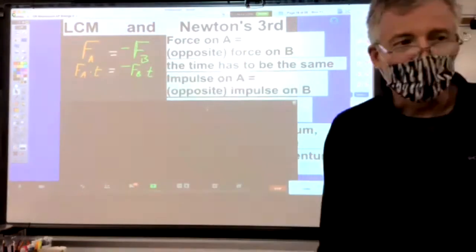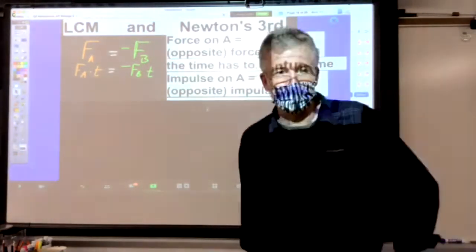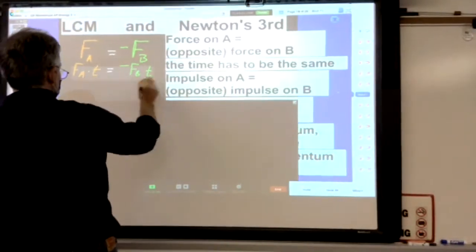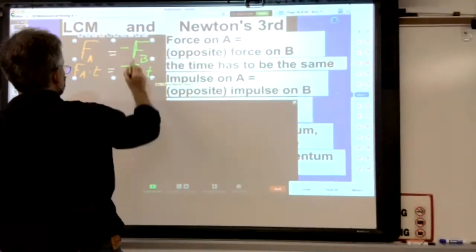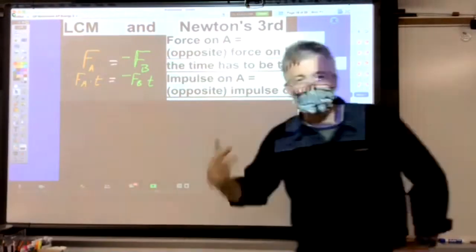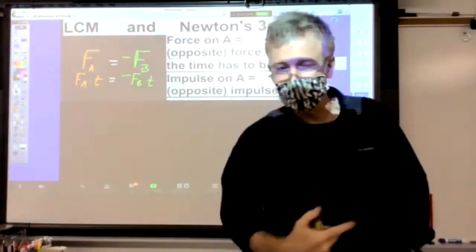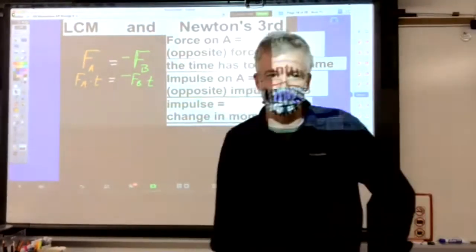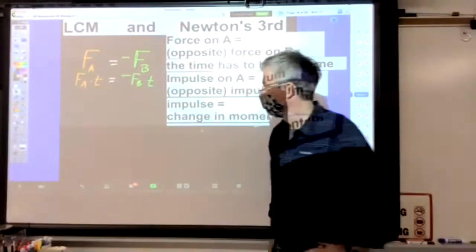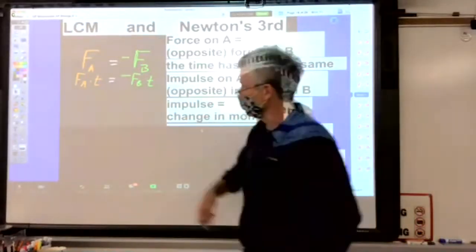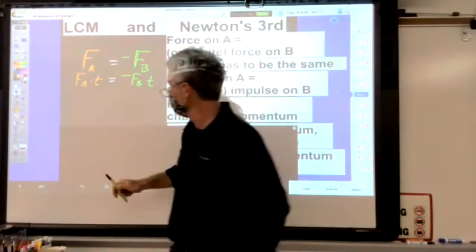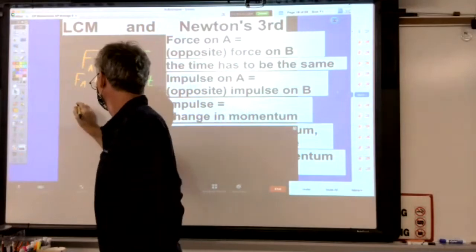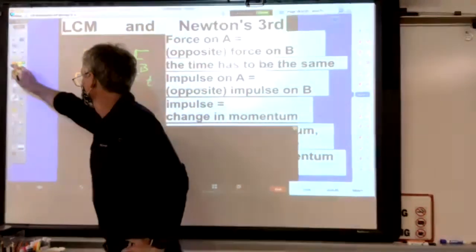Now, if you remember that force times time is impulse, then what Newton's third law basically says is that the impulse on A has to be equal to the impulse on B, just in the opposite direction. And here we apply the impulse-momentum theorem. Impulse is equal to the object's change in momentum. So this is the impulse on A. Force times time is the impulse on A. So therefore, impulse is equal to the change in momentum.